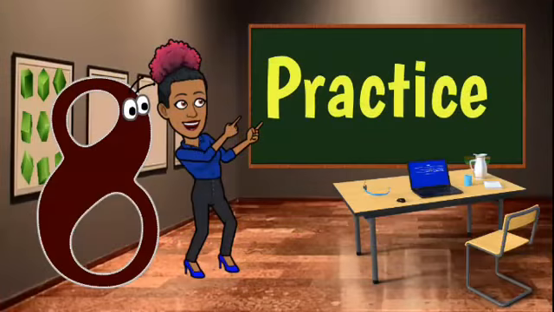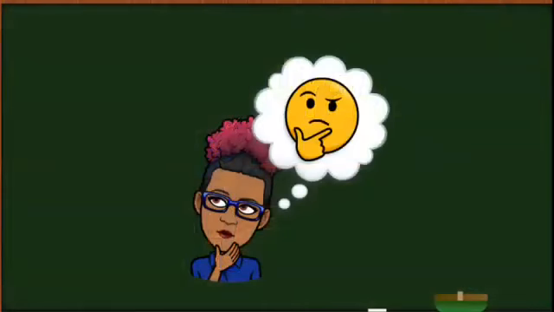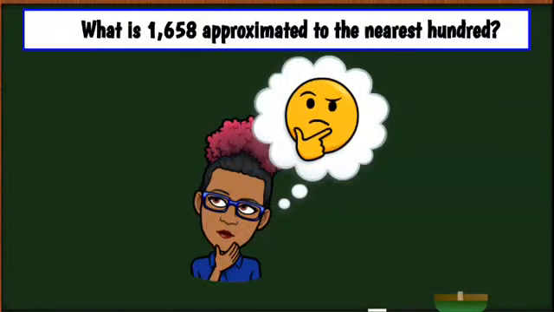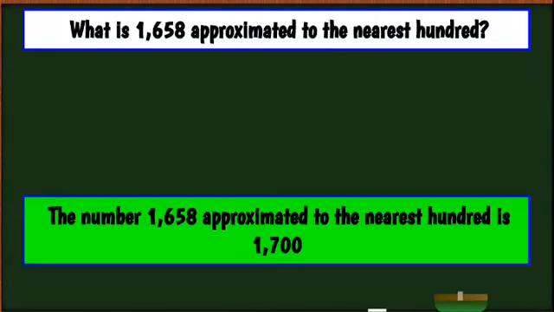Now here's some practice for you. What is 1658 approximated to the nearest hundred? A few seconds. Your answer: the number 1658 approximated to the nearest hundred is 1700.